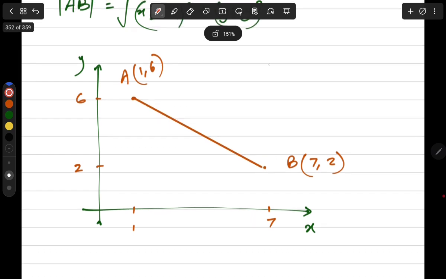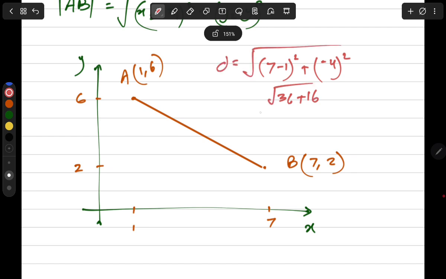We just apply the formula: 7 minus 1 whole square plus 2 minus 6 whole square, which is minus 4 whole square, that is 16. So 36 plus 16, and you take the square root in order to find the distance of AB. The notation that we use is we put AB inside the modulus, right? So this is going to be root 52, or we could write it as 2 root 13, right?